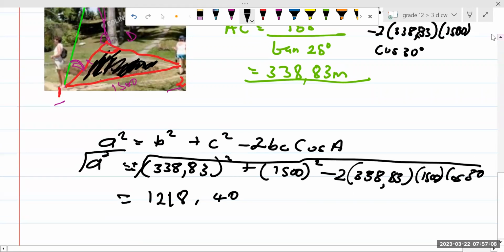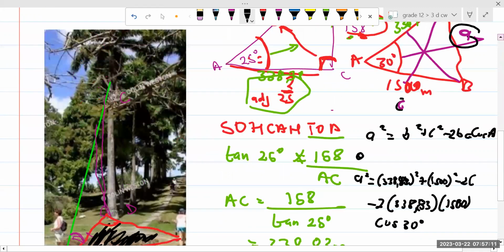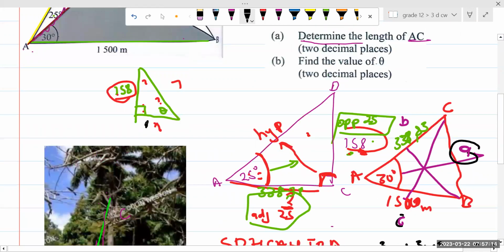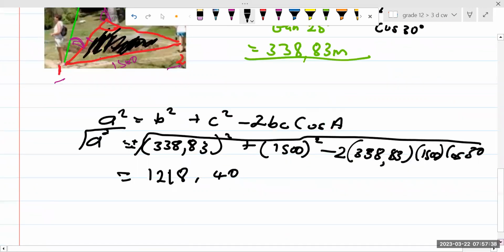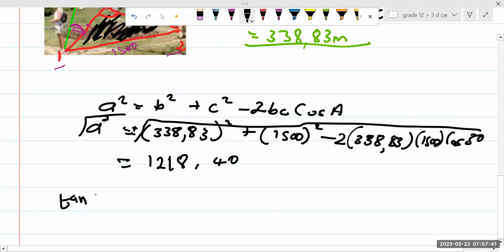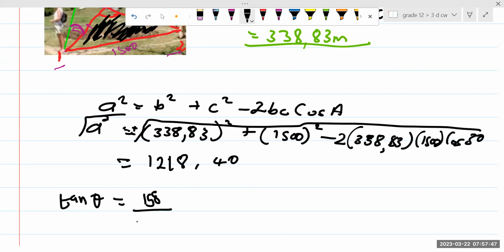Then we can come here and say, okay, on this triangle we know this side is 1,218.40. Then we are looking for this angle here. The nicest thing about having a right-angled triangle is that you can use SOHCAHTOA. You have something opposite to theta and something adjacent to theta. So the tan of theta is going to be given by opposite to theta, 158, all over 1,218.40.